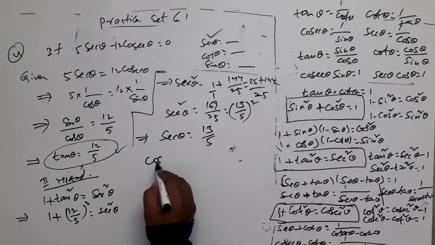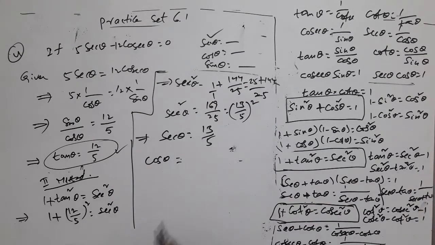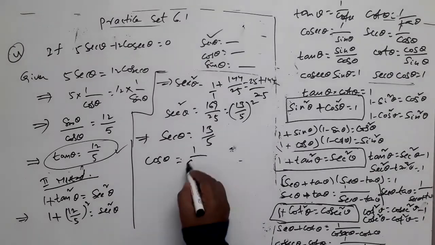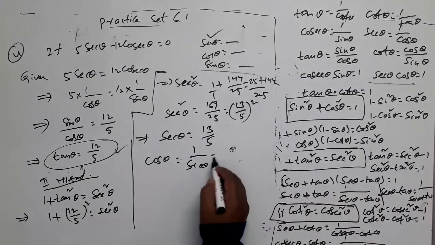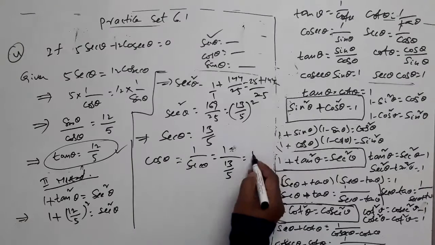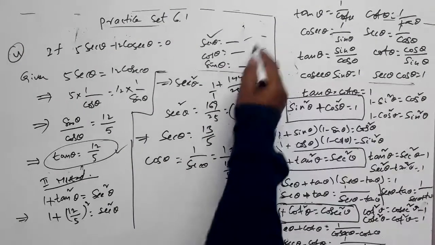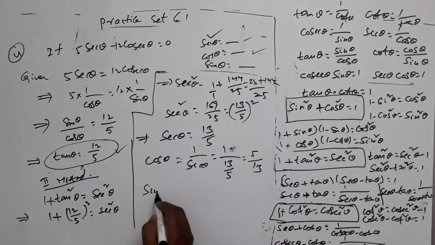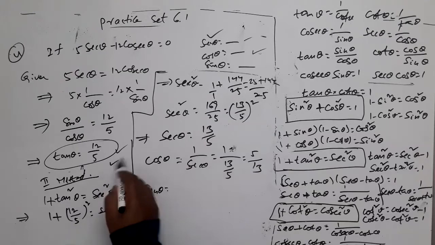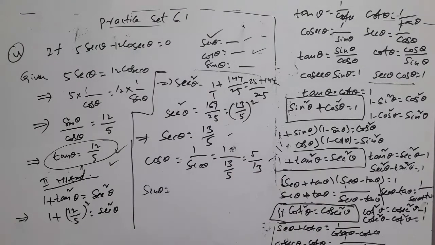Now I want the value of cos theta and sin theta. Cos theta, how can I write? Cos theta is the reciprocal of secant theta, 1 by secant theta, that is 1 by 13 by 5. This is 5 by 13. This is also over. Then I want sin theta. How can I write sin theta? I know the values of tan theta, secant theta, and cos theta. I want simply sin theta. How can I write it?